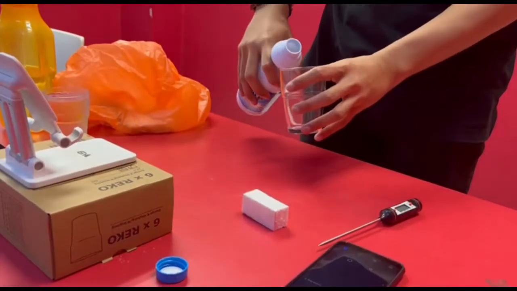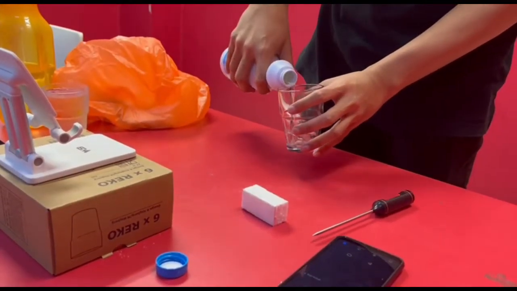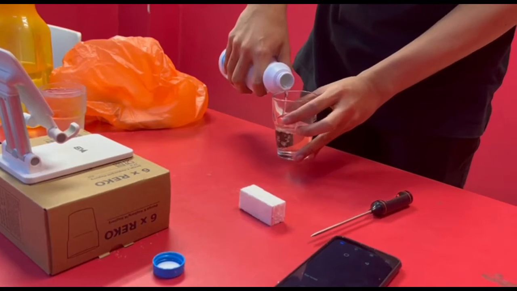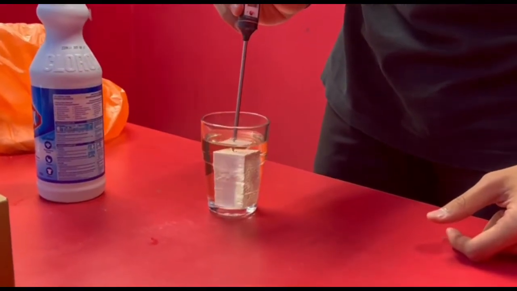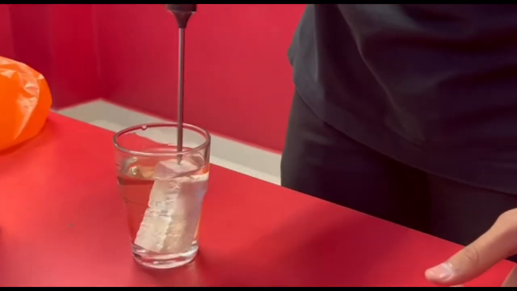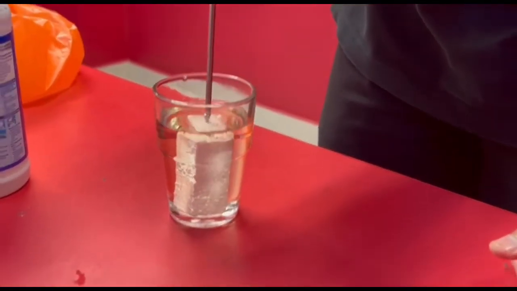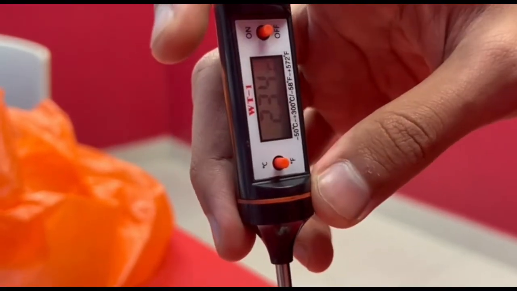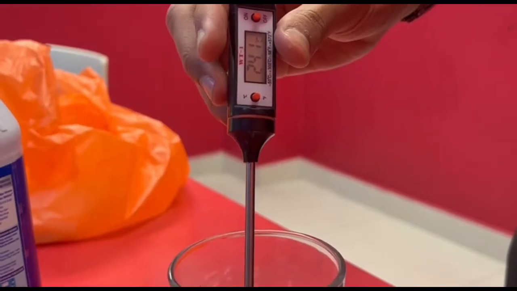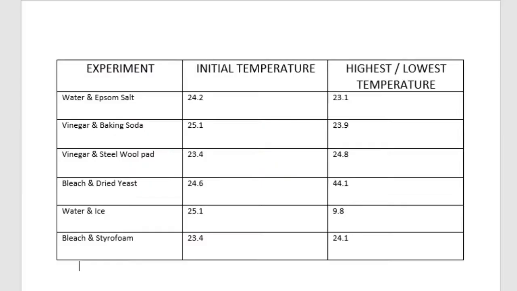The last experiment conducted is between styrofoam and bleach. This reaction releases heat energy to the surrounding, so it is classified as an exothermic reaction. In this experiment, the temperature increases from the initial temperature of 23.4 degrees Celsius to its highest temperature of 24.1 degrees Celsius. This reaction is expected to have the highest temperature jump among other reactions in this experiment.